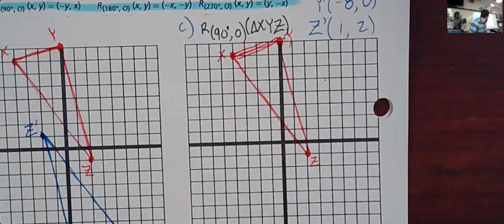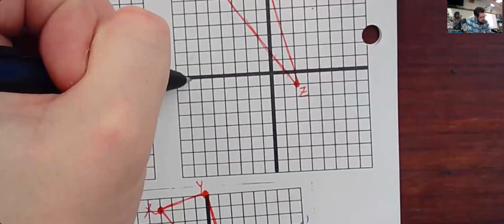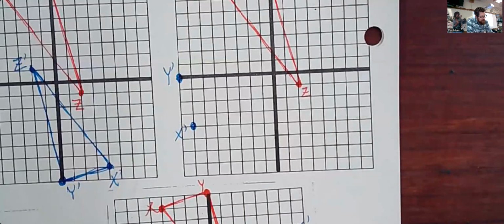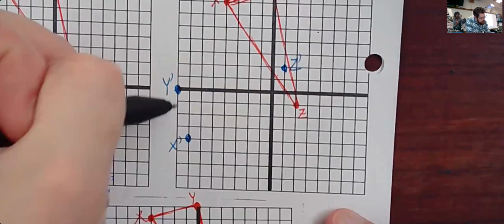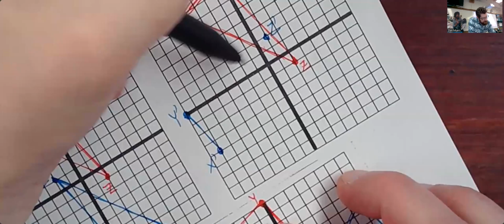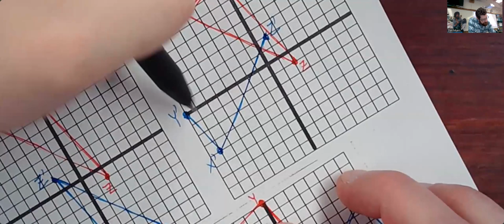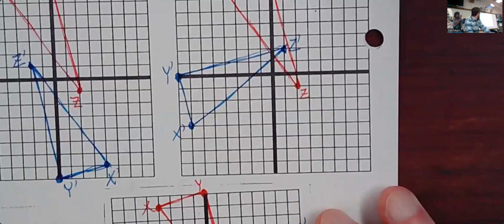Good, good. Let's get that graph. So -7, -4. Right there. So there's X prime. There's Y prime. And then 1, 2, Z prime. There. Our 90-degree rotation.